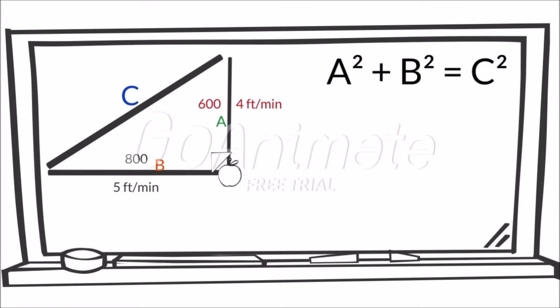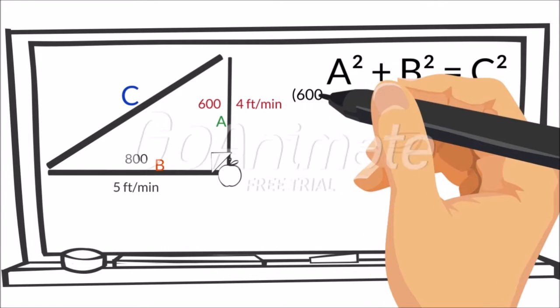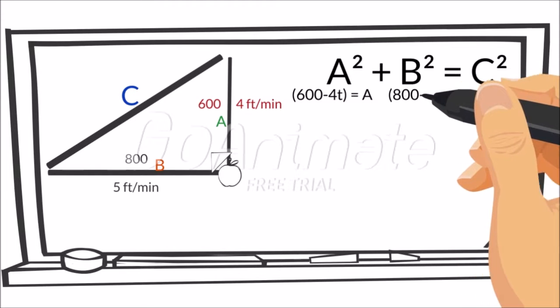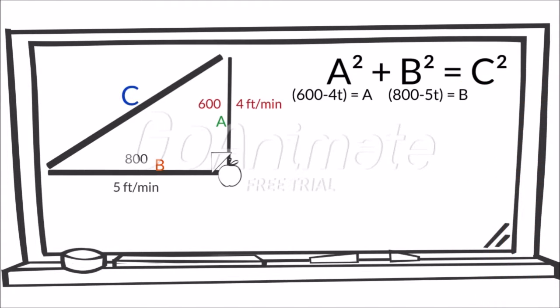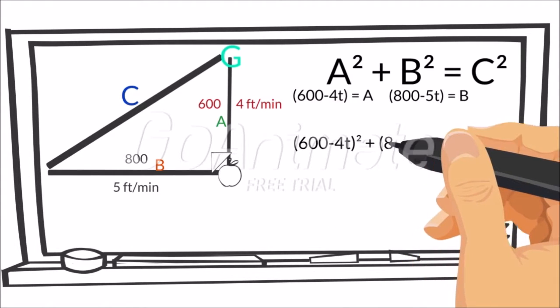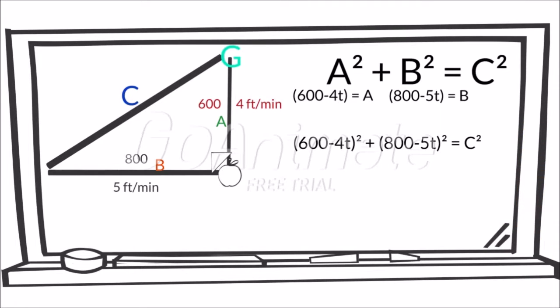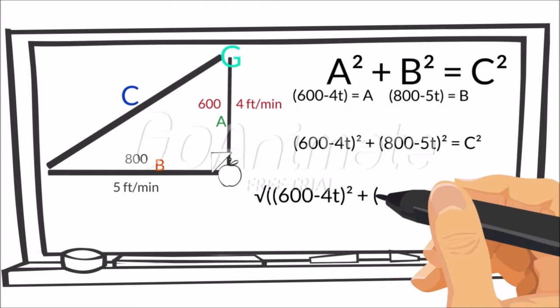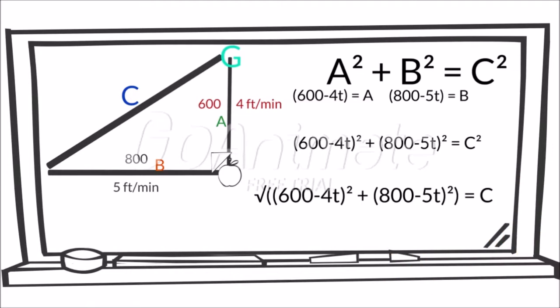To find the fire ants' distance from the picnic table at any given time, we take their maximum distance away, or 600 feet, and subtract 4 feet times the amount of minutes they have been traveling. We use the same method to find the distance b at any given time. We put these values a and b into our formula, a squared plus b squared equals c squared, and then take the square root of everything in order to isolate c, or the distance between the two colonies at any given time.